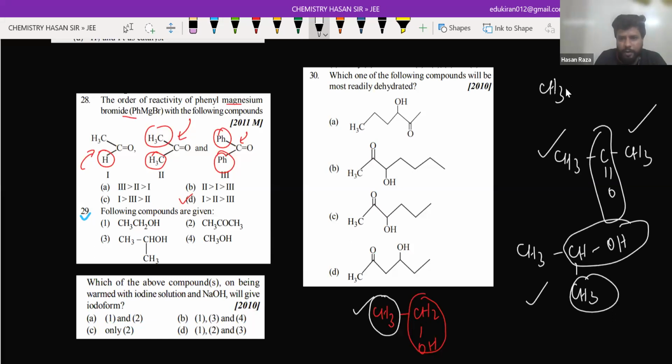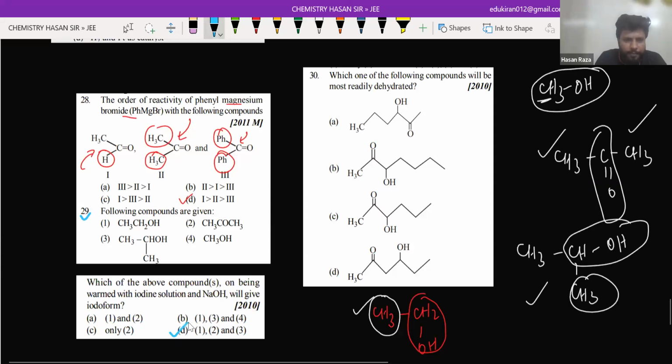So the next one is methanol. This is your functional group. After this, the carbon is not attached with anything or any methyl. That's why only 1, 2, 3 will show this test, the iodoform test. So 29 is your D. Is that clear, Sahid? Okay, go for 30. Question number 30.